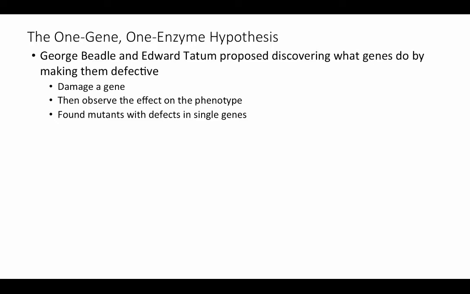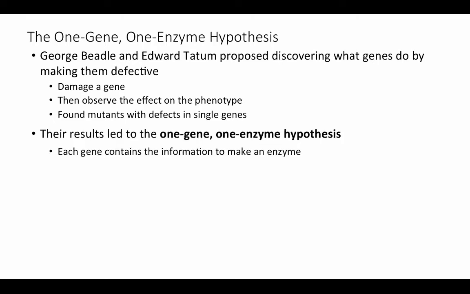So George Beadle and Edward Tatum proposed discovering what genes do by basically knocking them out, making them defective. So their approach was to damage a gene and then observe the effect on the phenotype of having damaged that particular gene. And so what they did was they found mutants with defects in single genes so that they could determine what those genes do. And their results led to this one gene, one enzyme hypothesis, in which they proposed that each gene contains the information to make one single enzyme.